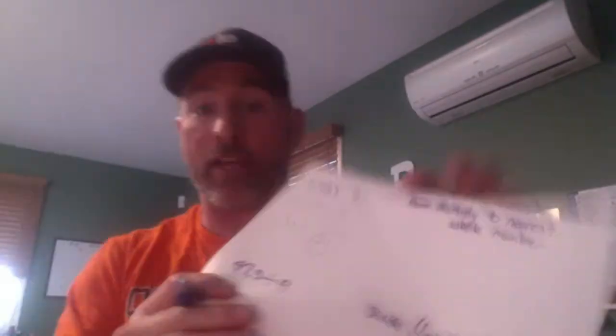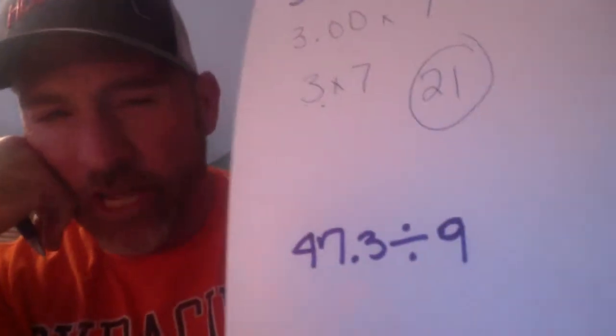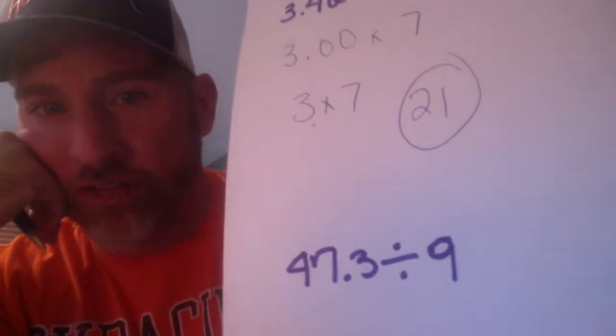For example, if I'm dividing something by 7, I want to find a number that it's closest to, whether it be 7, 14, 21, 28, 35, 42, 49, so on and so forth. You want to find something that easily goes into it, where you know it's a fact and you can make it work. So look at this example I have here. I have 47 and 3 tenths divided by 9. Okay, 9 is the key number here. So watch what I do.